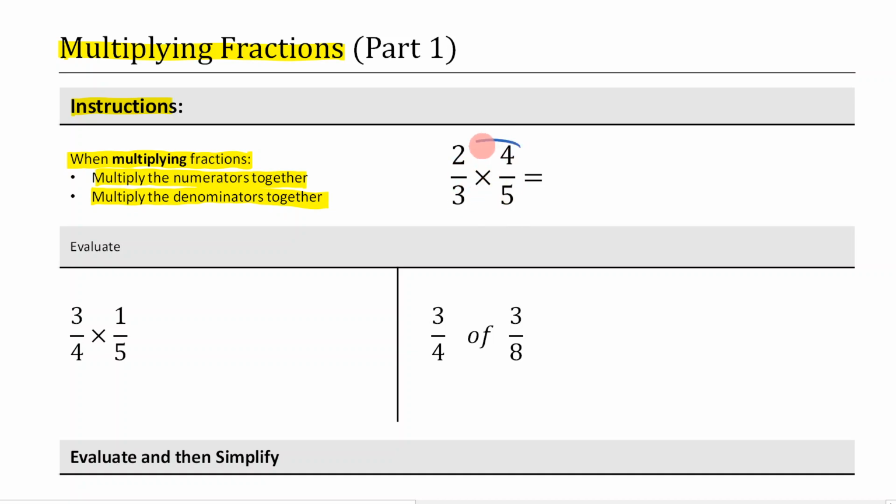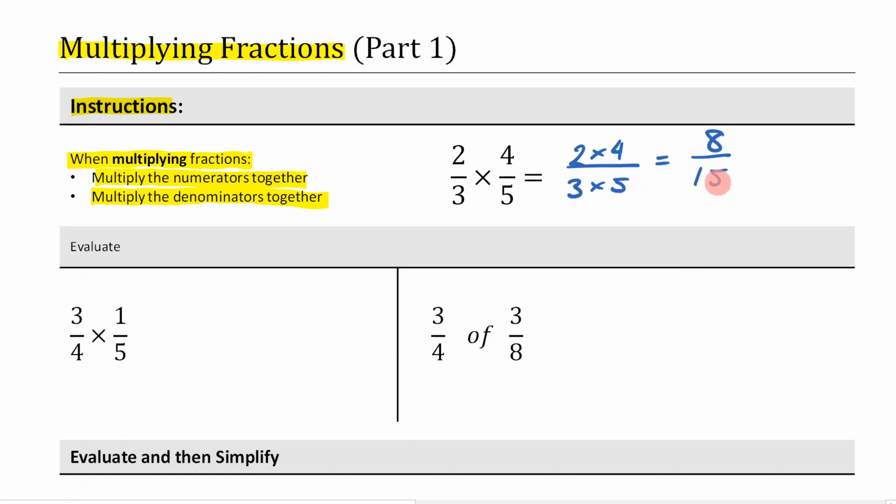What we do is we times our numerators together, so it's going to be 2 times 4. Then we times our denominators together, which will be 3 times 5. 2 times 4 is 8, so that's going to be my numerator, and 3 times 5 is 15, so it's going to be my denominator.